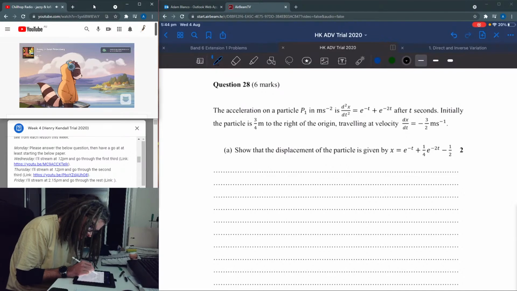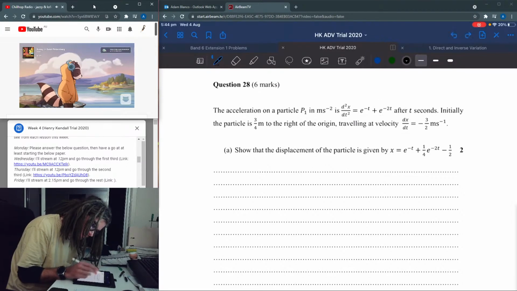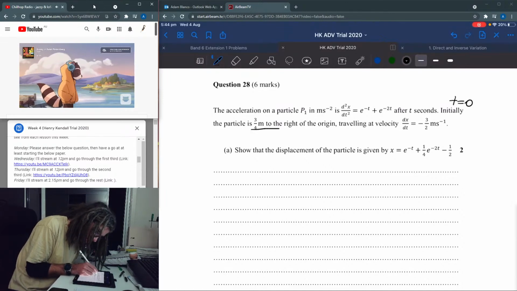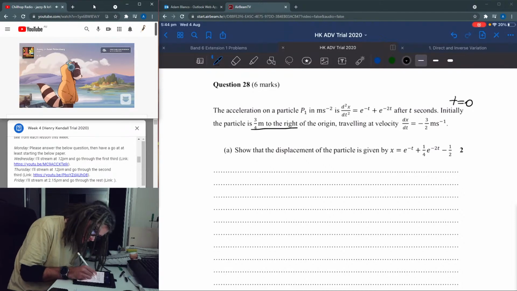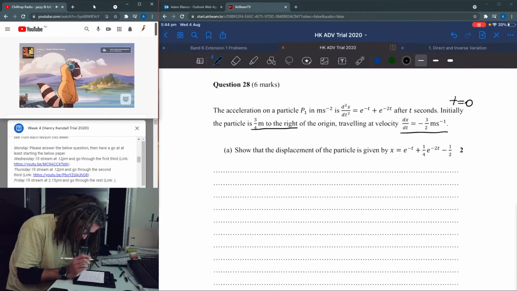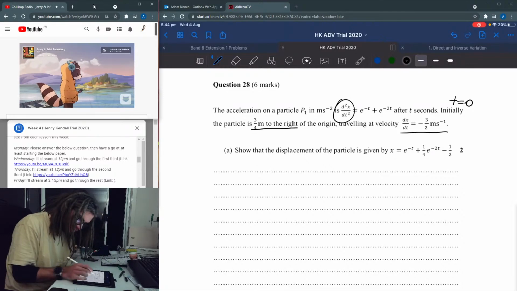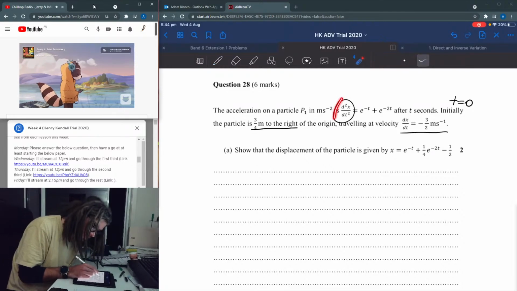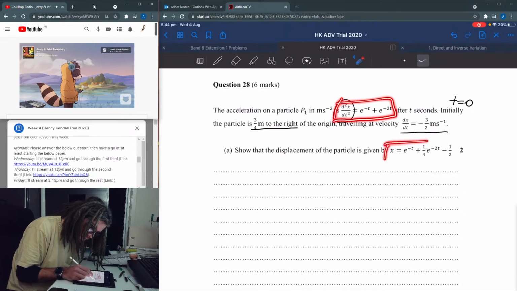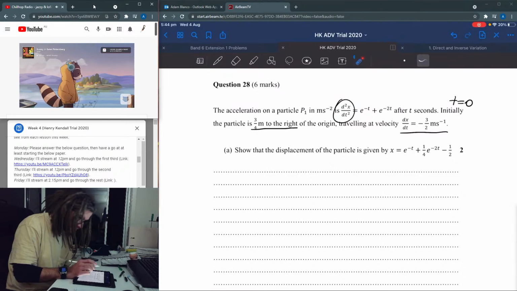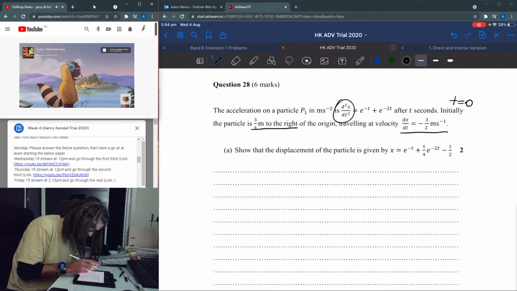The acceleration on a particle is this. Initially, which means t equals 0, it's to the right, and has this velocity. They're my initial conditions. It's the second derivative, so I need 2 of them. Show that the displacement is given by that. So they've given us the second derivative. I want the displacement, which is the original, so I'm going to have to integrate this thing twice.